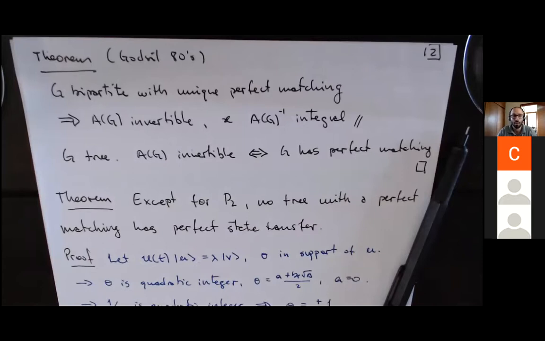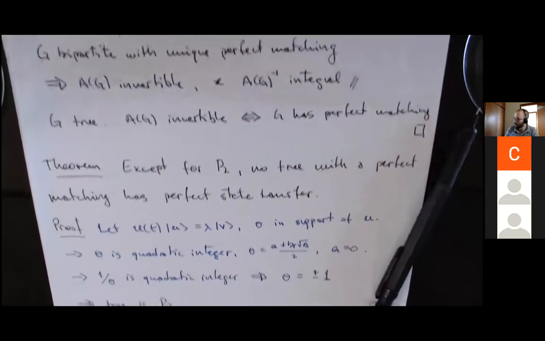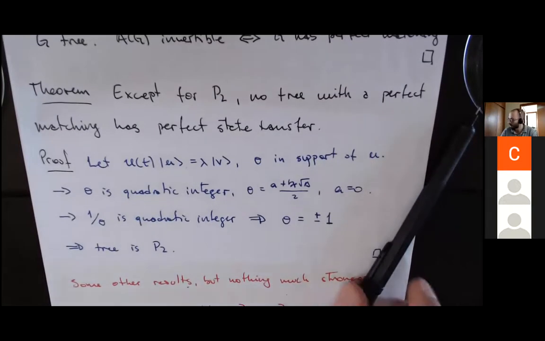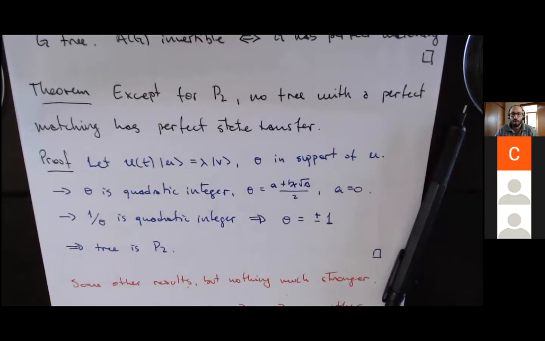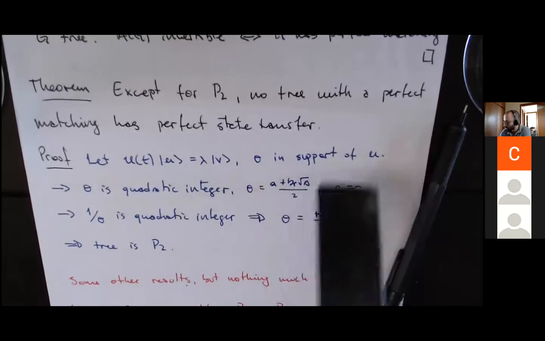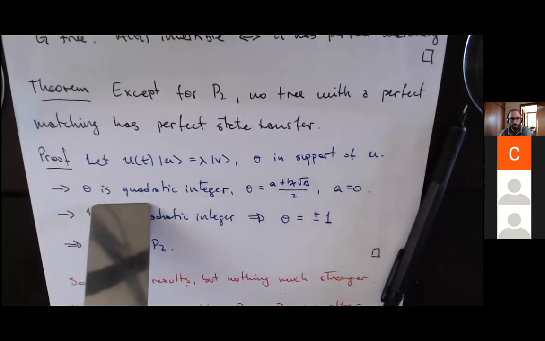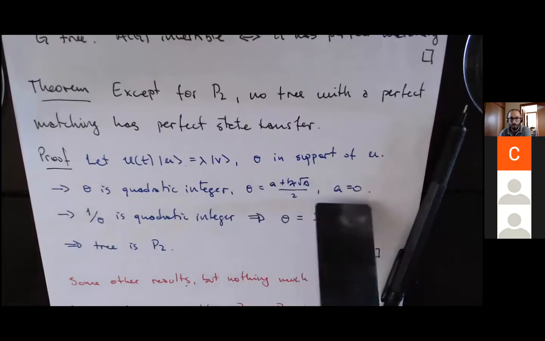Now, with that information, we can show that except for the path on two vertices, no tree which has a perfect matching also has perfect state transfer. And it has to do with the eigenvalues. We have just seen that if a bipartite graph has perfect state transfer, then the eigenvalues in the support of the vertex involved in perfect state transfer are either integers or quadratic integers. But now we have the extra information that the inverse of the adjacency matrix is an integral matrix. Therefore, its eigenvalues are also algebraic integers. They cannot be rational. So if there is perfect state transfer, theta is in the support of the vertex involved. So theta is a quadratic integer. It is written in this form with a equals 0.